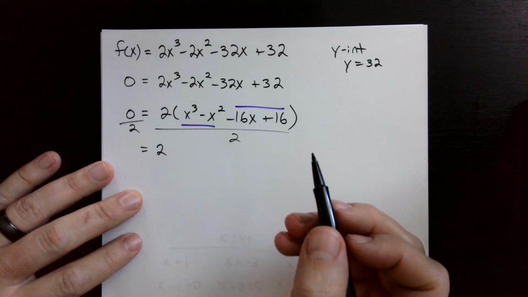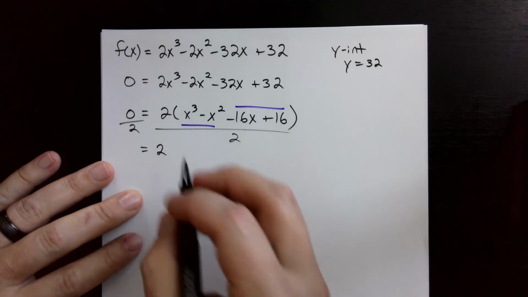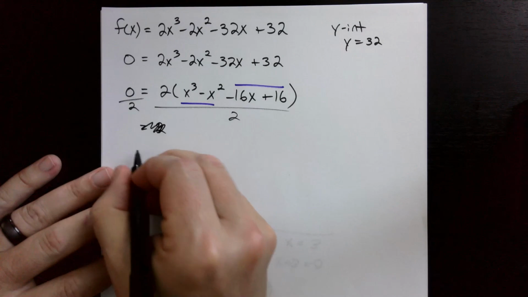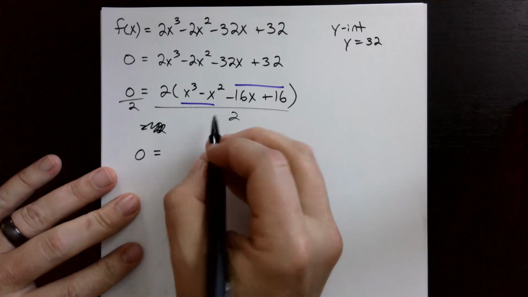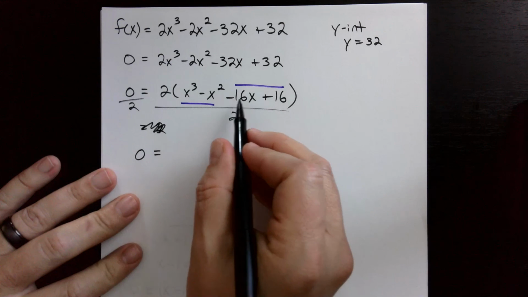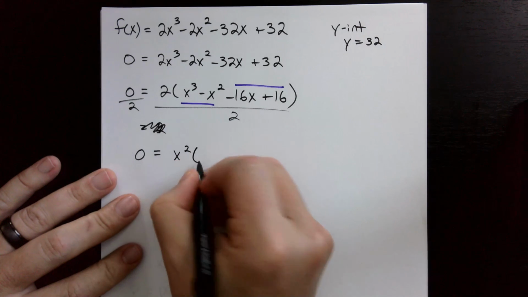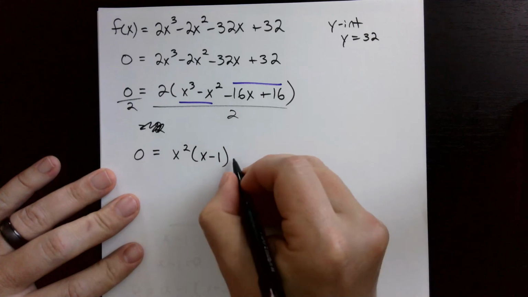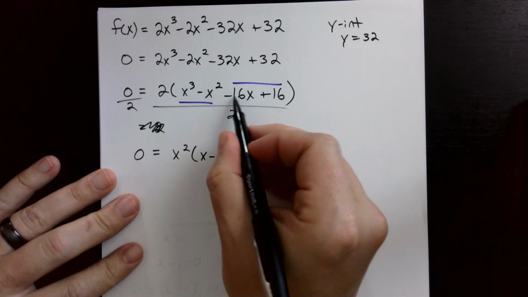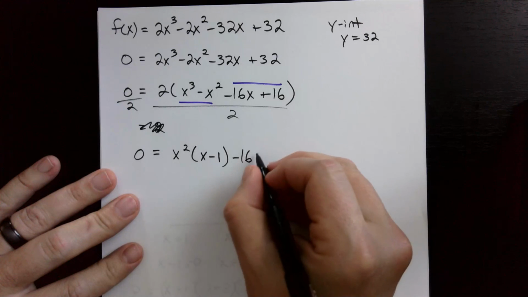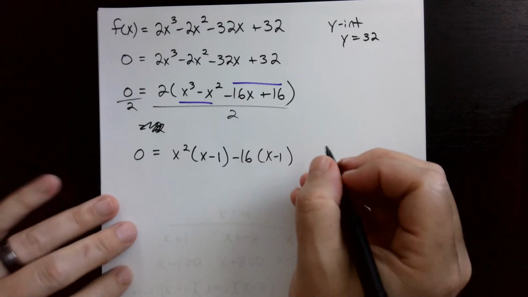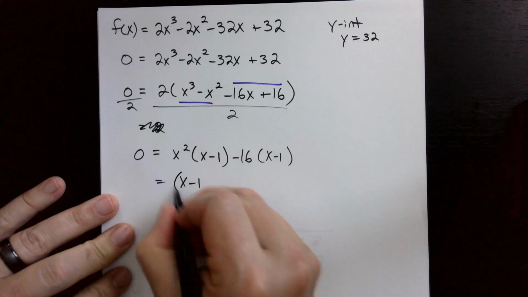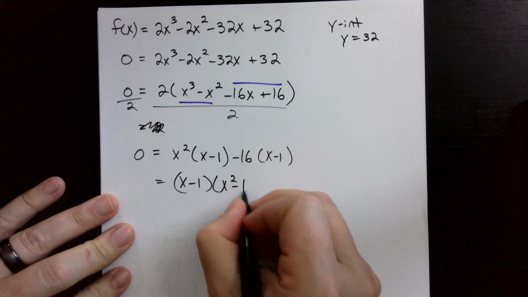It doesn't really matter, because 0 divided by 2 is still 0. So let's get rid of that 2 so it won't clutter up our work. So 0 is equal to this stuff. We'll just pay attention to that. We're factoring out an x squared, which leaves x minus 1. And on this, we'll factor out a negative 16, negative because this leading one here is negative, which leaves x minus 1. If we factor an x minus 1 out of both of those terms, we get x squared minus 16.